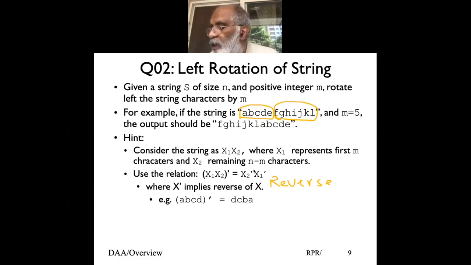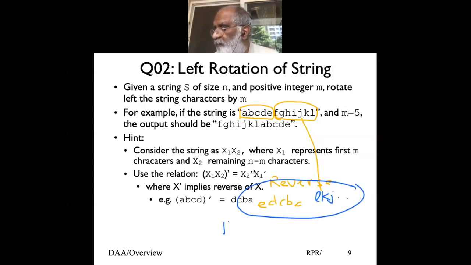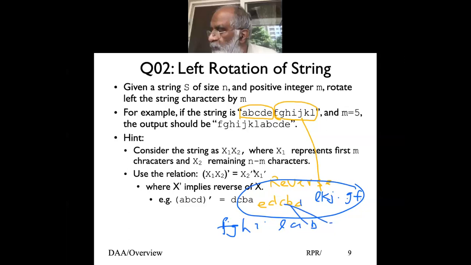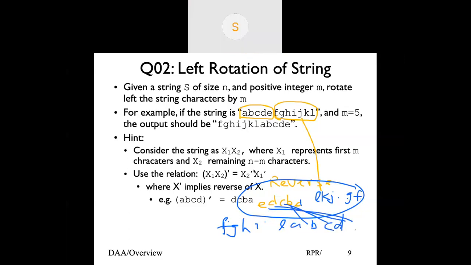If I do the reverse of A, B, C, D, E, it gives me E, D, C, B, A. The other reverse would give me L, K, J, and so on and so forth. And if I do the whole reverse, I'll basically get F, G, H, I, J, K, L, and then this is A, B, C, D, E. This is what you basically get.